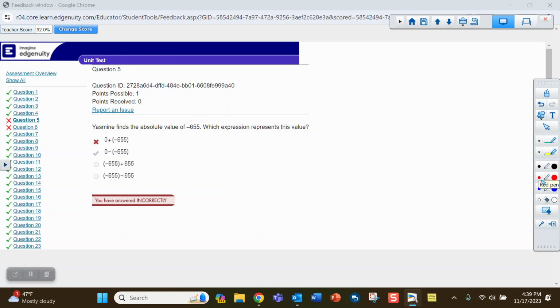So the first one says Yasmin finds the absolute value of negative 655. Which expression represents this value? When we take the absolute value, and you see it in print, they use vertical bars around the number. And so this reads, what's the absolute value of negative 655?